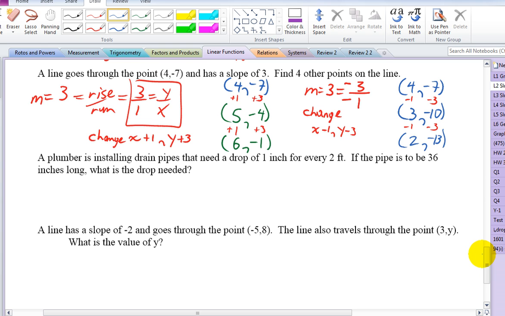Okay. Any questions? Star that one. We love that question too. Just knowing that they're changes, you just have to add or subtract your slope.